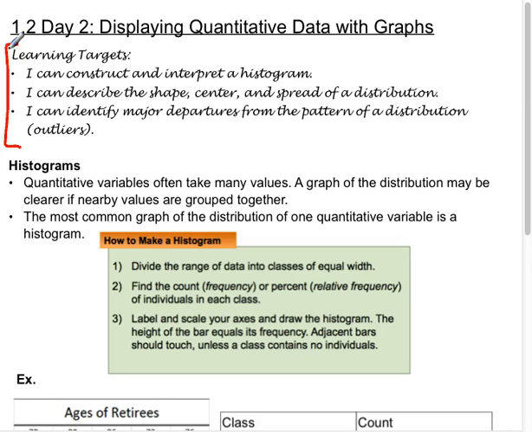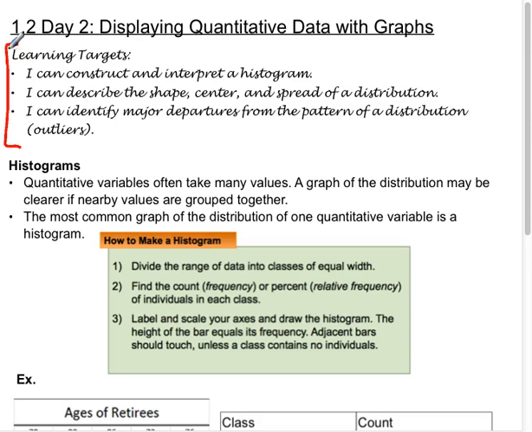So histograms are another one. It only works with quantitative data, okay? Our emphasis is all on quantitative data. All right, so histogram. So quantitative data can take many values. A graph of a distribution may be clearer if nearby values are grouped together. The most common graph of a distribution of one quantitative variable is a histogram. Okay, so this works well when you have a lot of data because it lets you clump data together.